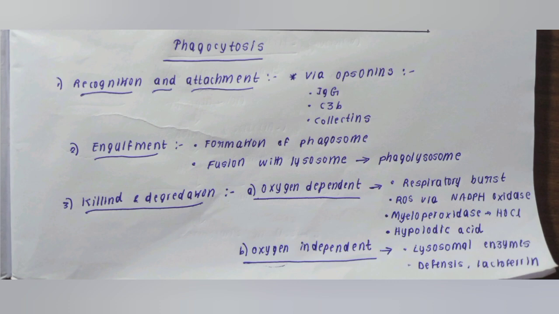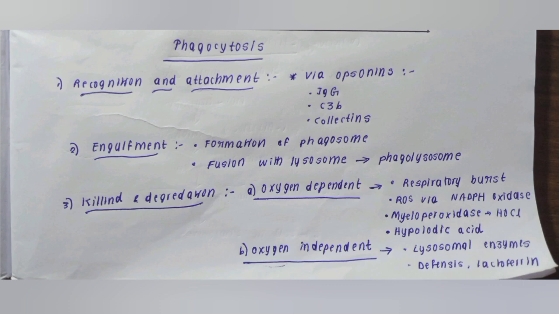Similarly, these opsonins are going to bind to the particular pathogen or whatever is causing inflammation. As soon as they bind to it, they send an eat-me signal to the neutrophil. So now they're going to come and eat it. It's that simple. Here I have mentioned some opsonins. They are IgG, C3b, and collectins. So they act like opsonins, and that helps in the recognition. And next, engulfment. For that, there will be formation of a phagosome.